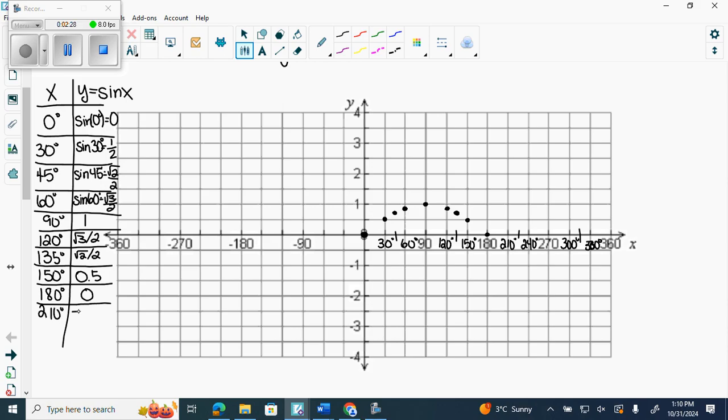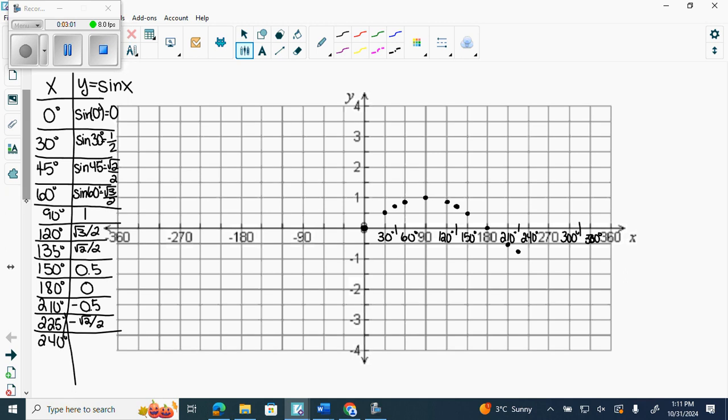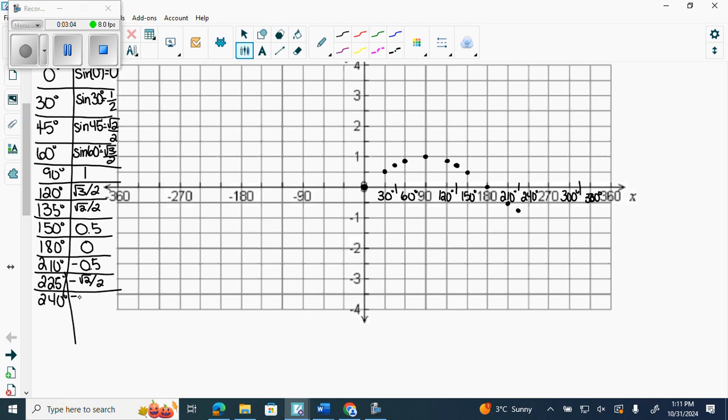Negative 1 over 2. Yeah, negative 1 over 2 or negative 0.5. Then we have 225. Negative root 2 over 2, so negative 0.707. And 240 is negative root 3 over 2 or negative 0.866.